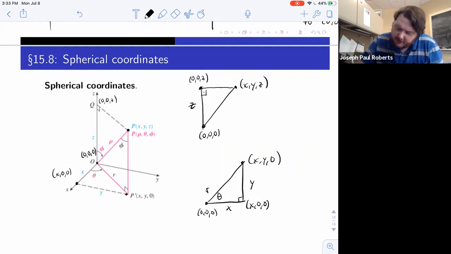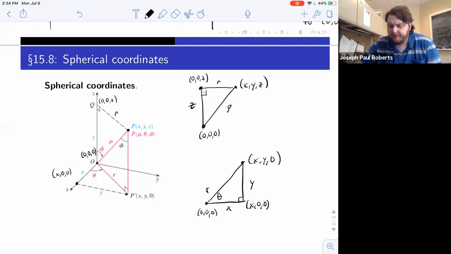r is not a spherical coordinate, but it can be a handy intermediate step. The hypotenuse of that triangle is r. It's the distance from (x, y, z) to the z-axis, or the point (x, y, 0) to the origin. So r goes there, and then r goes up here. And this distance from (0, 0, 0) to (x, y, z), that's our distance rho.